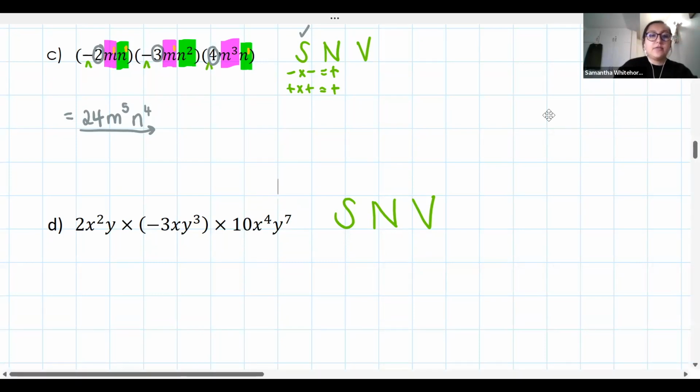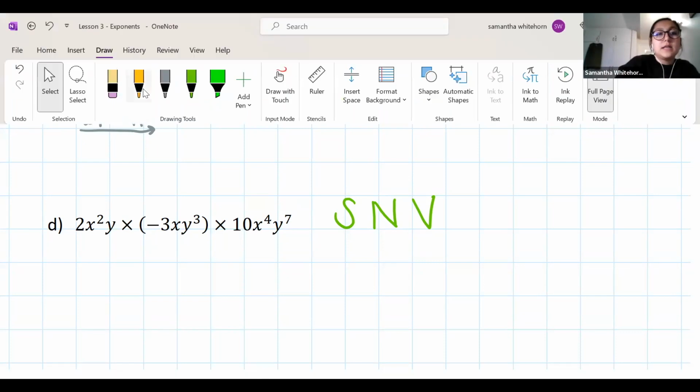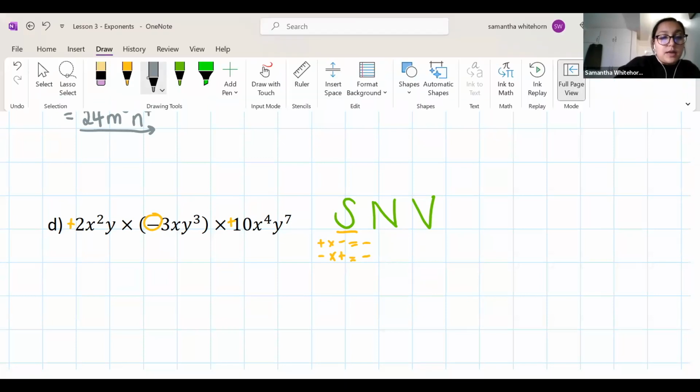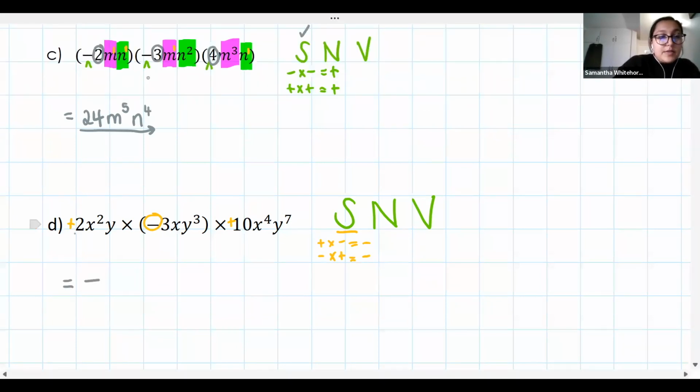All right, guys, let's have a look. So we start with our signs. If we look at our signs here, we've got a positive times a negative times a positive. A positive times a negative is a negative. A negative times a positive is a negative. So what that means is that my final answer is going to be negative. Then I look at my numbers. 2 times 3 is 6, times 10 is 60. So we've got a value of negative 60 as our coefficient.